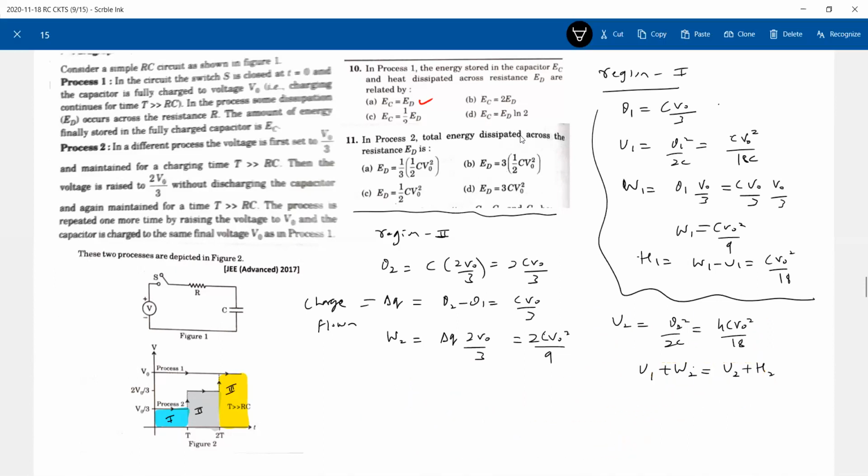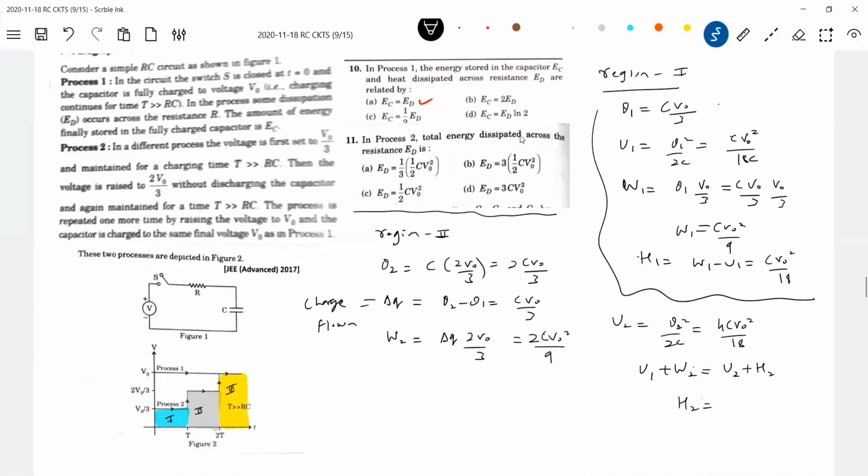Anybody value H2? Give me the value H2, I'll go for region 3. C V naught square by 18. Okay, this is H2. Okay, after this, now again come to region 3.